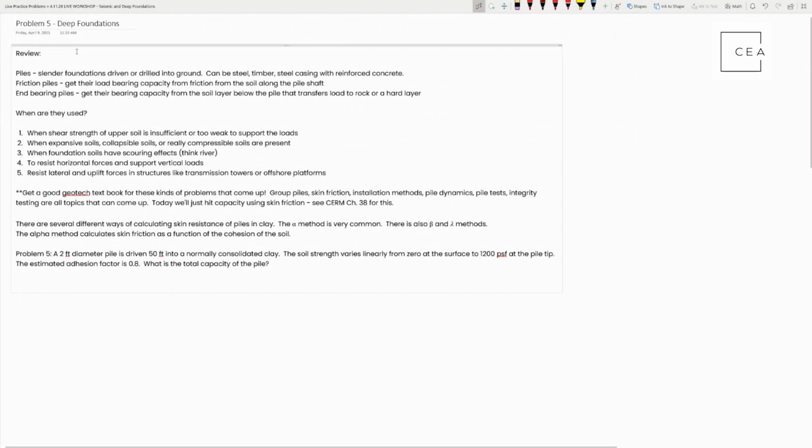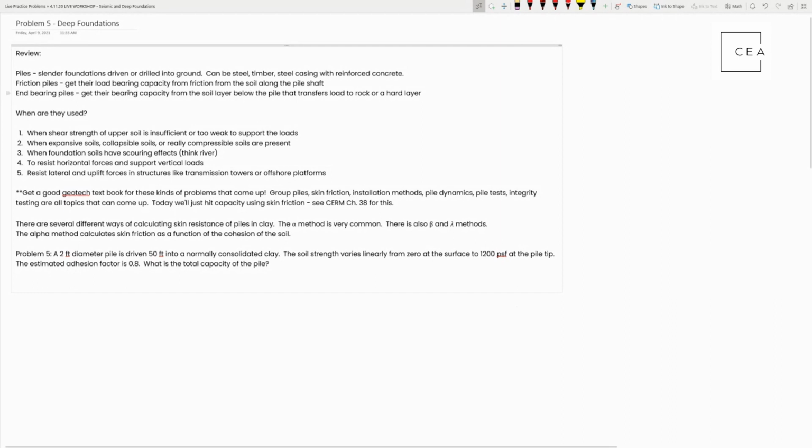Piles. We're going to do deep foundations now. So piles, they're slender foundations driven or drilled into the ground. They can be steel, timber. They can be steel casing, which is just a big steel kind of thick ring with reinforced concrete. You have friction piles. They get their load bearing capacity from the friction from the soil along the pile shaft. You have end bearing piles. They get their bearing capacity from the soil layer below the pile and transfer the load to the rock or a hard layer at the very bottom.